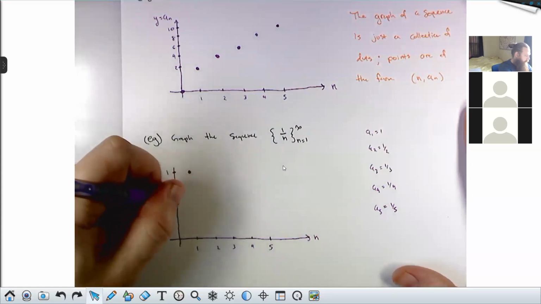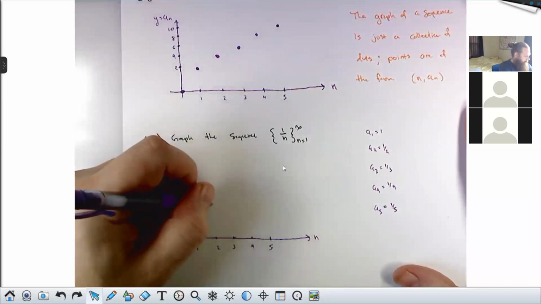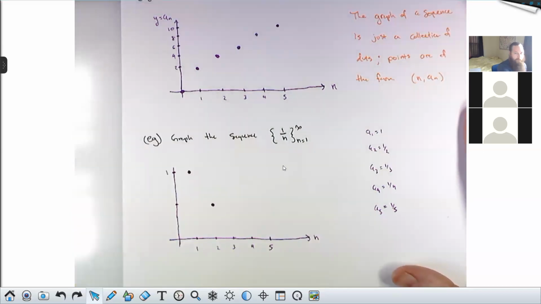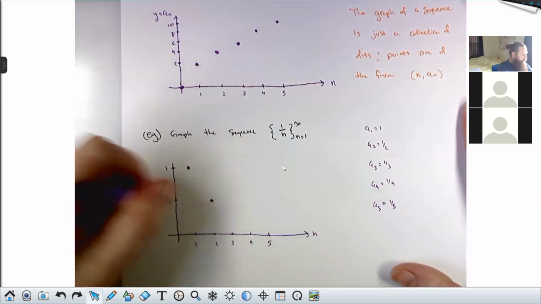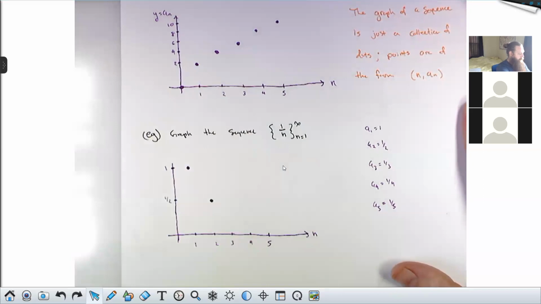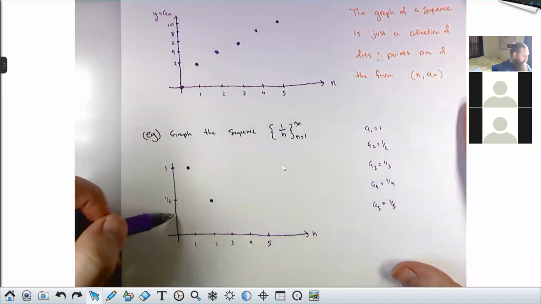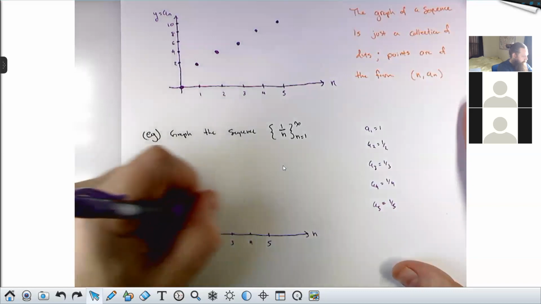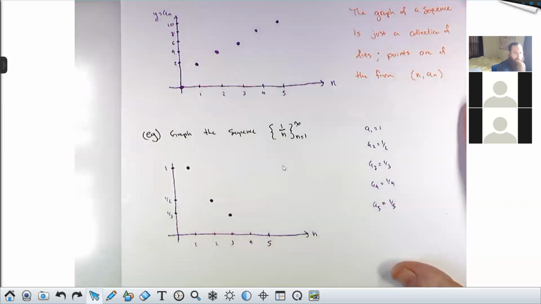So, okay, A2 is 1/2. That should be halfway between 0 and 1. So there's the point 2 comma A2, 2 comma 1/2. A3 is 1/3. 1/3 is somewhere right around here. So there's the point 3 comma 1/3.